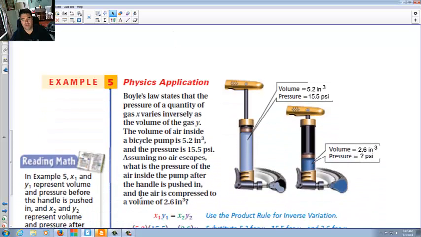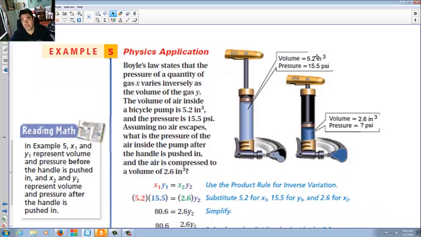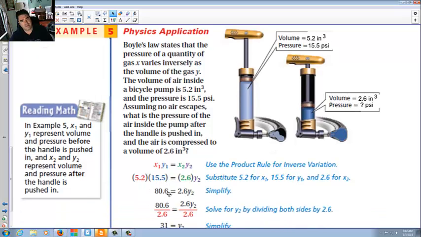Well, we're simply going to say, okay, the bicycle pump is 5.2 inches cubed. That's the entire volume, all right? And the pressure currently is 15.5. So you're going to multiply those together to figure out that value. Then when we squeeze down and the volume is only 2.6, the pressure obviously has to be more because you're pushing down, tightening it up. How much? Well, 5.2 times 15.5 on one side, and 2.6 times something. 5.2 times 15.5 together is 80.6.